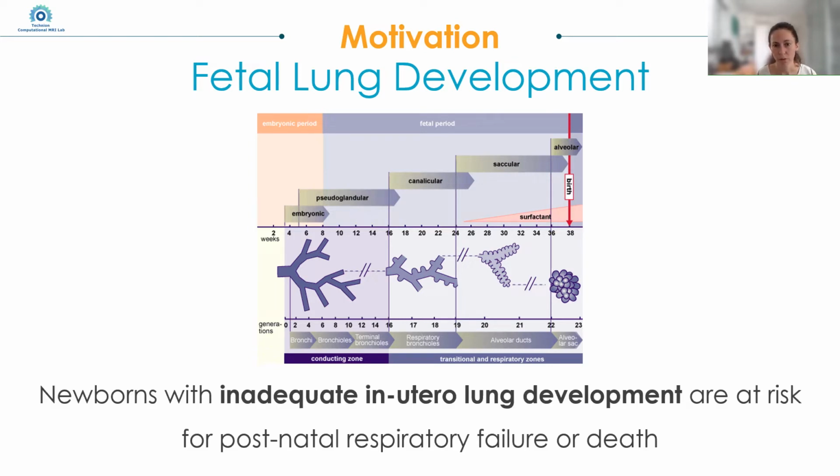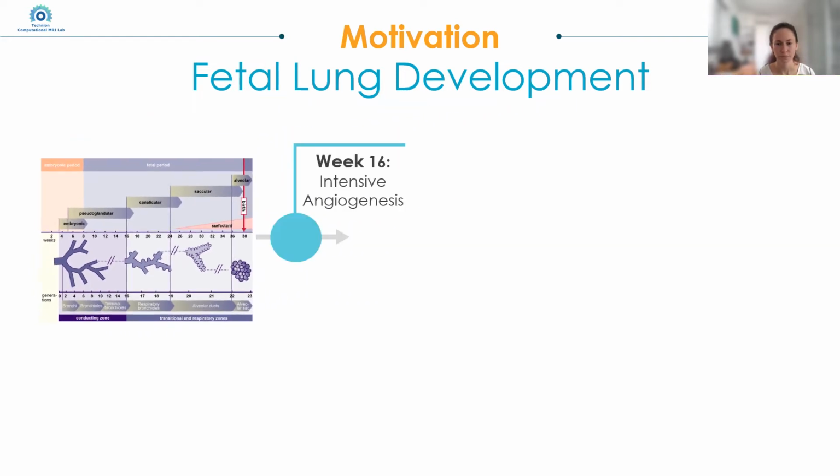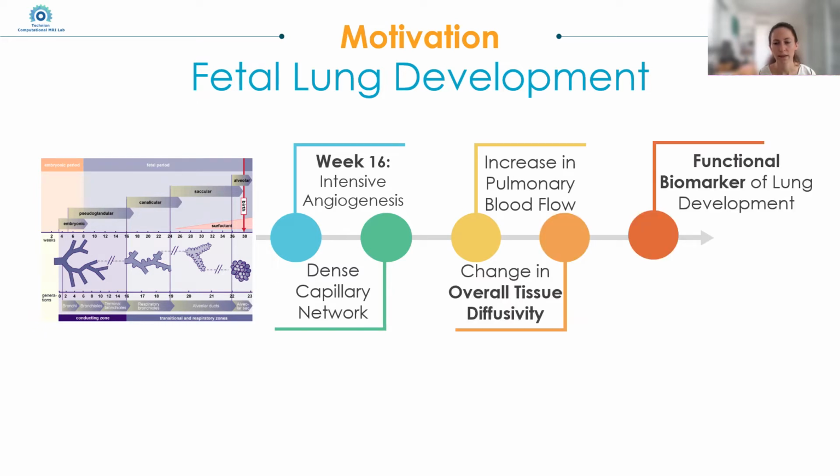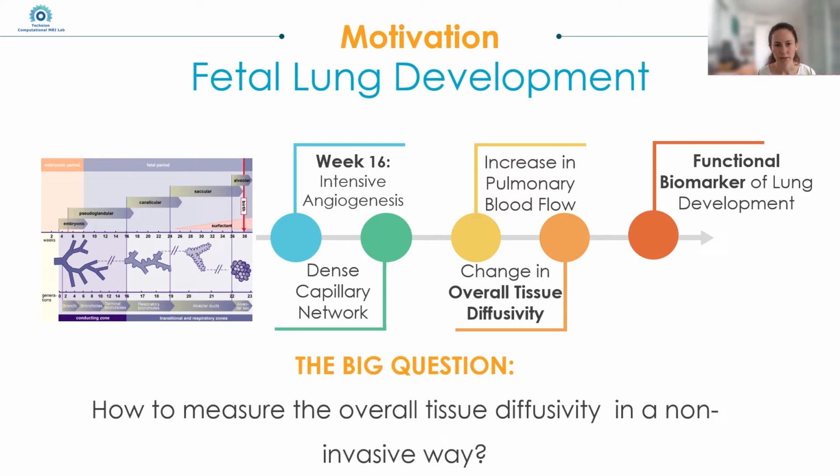Newborns with inadequate neonatal lung development are at risk for postnatal respiratory failure or even death. During week 16, intensive angiogenesis starts forming a dense capillary network, leading to increased pulmonary blood flow and perfusion. Hence, changes in the overall tissue diffusivity can serve as a functional indicator of lung development. So the big question is how to measure the overall tissue diffusivity in a non-invasive way.